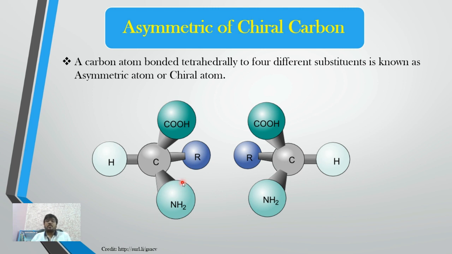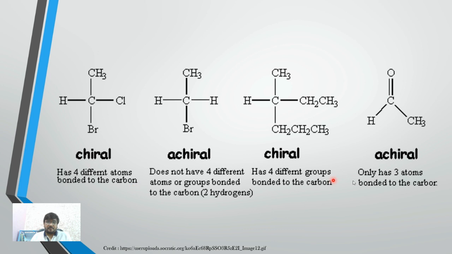So now the next term is asymmetric or chiral carbon. It is a carbon atom bonded tetrahedrally with four different groups. Here we can clearly see that C is attached to COOH, R, NH2, and H. These four groups are different in nature. So this particular center is known as an asymmetric carbon or chiral carbon.